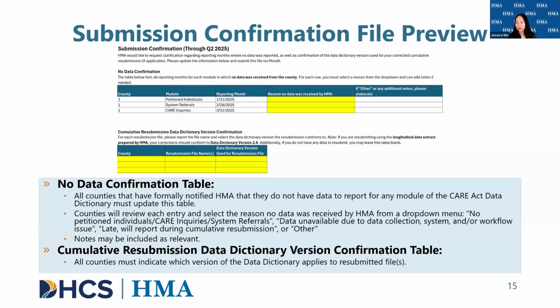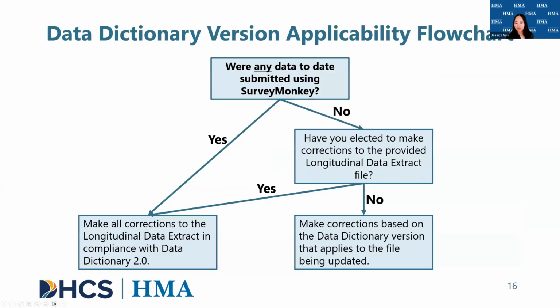In this table, counties should list the file names of any resubmitted files, along with the data dictionary version each file conforms to. An important thing to note here, though, is that we do have some guidelines when it comes to which data dictionary version counties should use in their resubmissions. And so I'm going to go over these in this slide here.